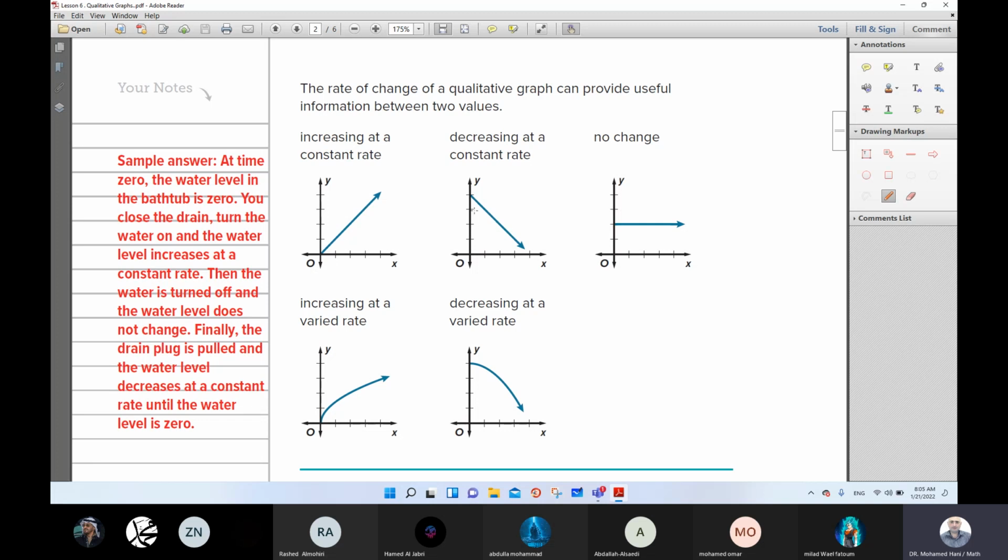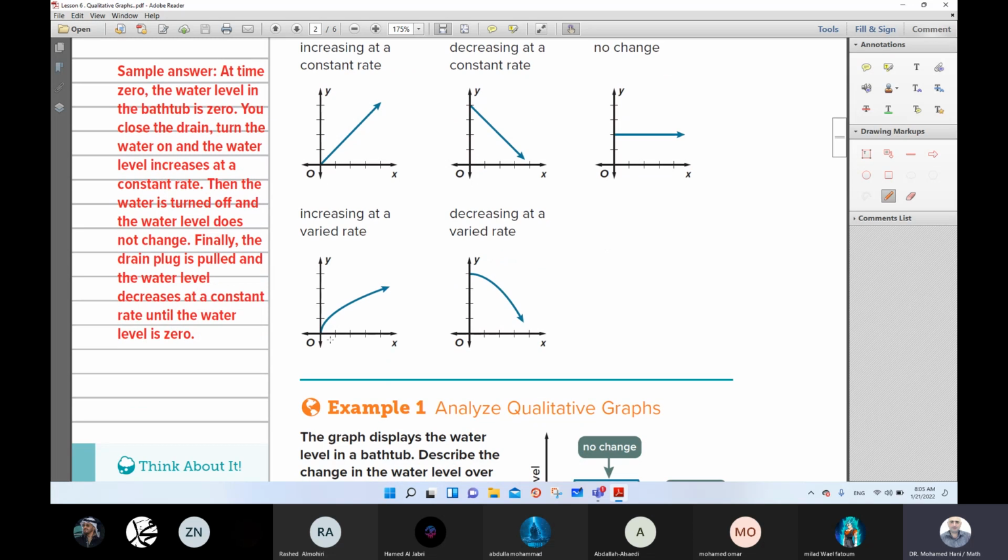In the second case, we have a line going down, so it means decreasing at a constant rate. As you see here, we have a line parallel with the x-axis. So this is no change, which means we have a fixed constant rate.